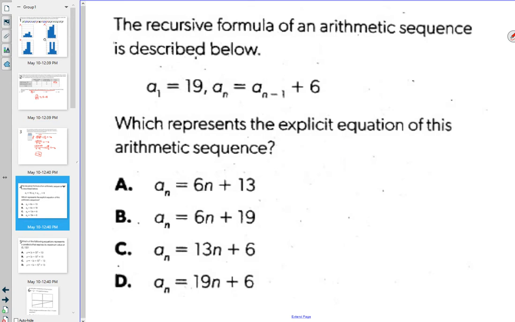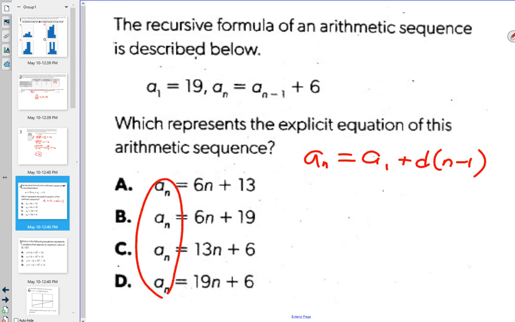The recursive formula of an arithmetic sequence is described below, which represents the explicit equation of this arithmetic sequence. So, in order to write the explicit definition, or in this case, they're using the word equation, some amount is equal to the first amount plus the common difference times n minus 1. So I just need to know where to plug in. I'm going to leave a sub n, because that's what I'm looking for.